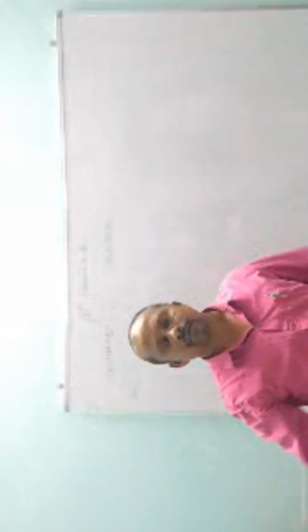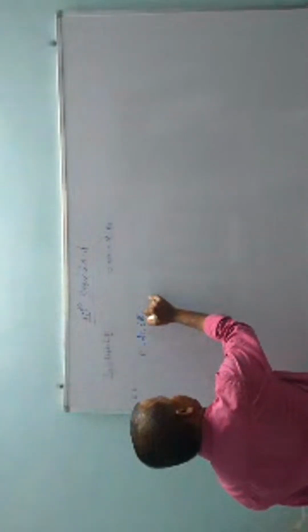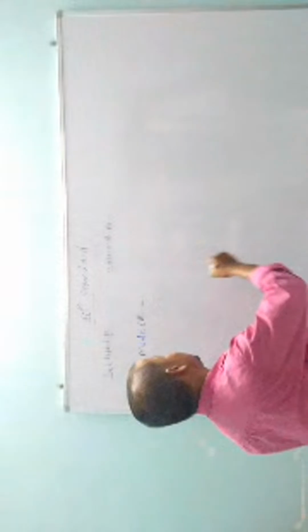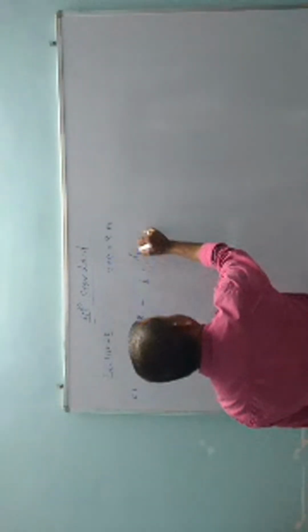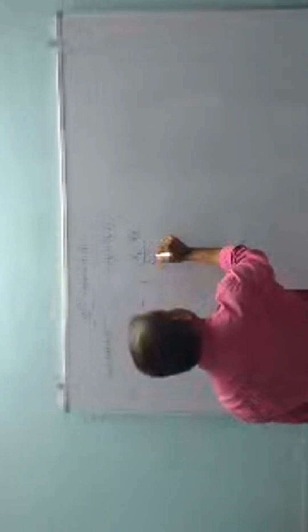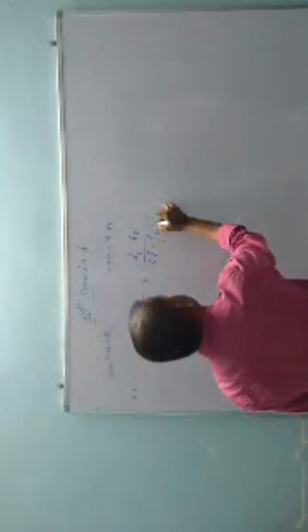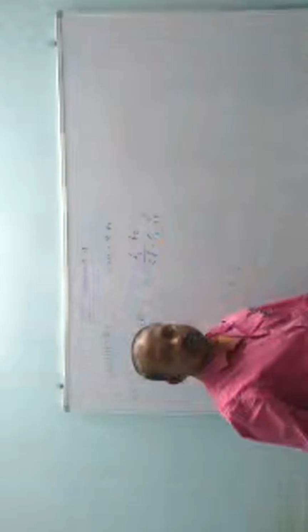So fourth question. Write the formula to find out the mode of the grouped data and explain each term of it. So here is the mode formula. Mode is denoted by Z bar. Mode formula for grouped data: Z bar equals L plus (F1 minus F0) divided by (2F1 minus F0 minus F2), into H. So this is the formula to find out the mode for grouped data.